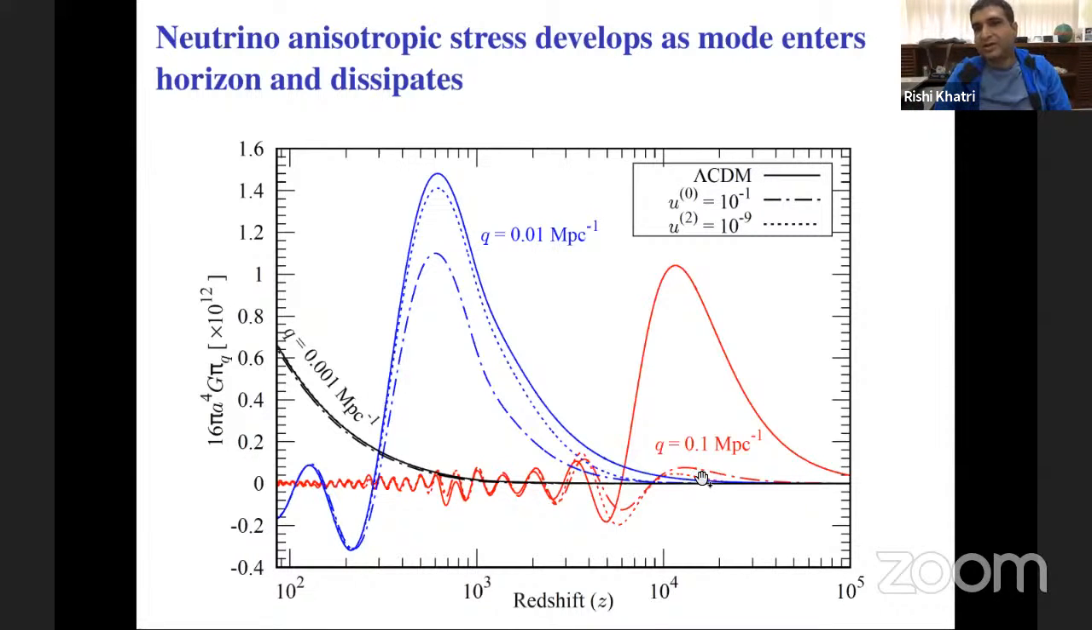So these dashed and dotted curves, you don't really develop any anisotropic stress, so there is no damping of gravitational waves. But if you go to slightly larger modes, which are entering the horizon later, then as the universe is redshifting, the number density of dark matter is going down. So neutrinos are getting less and less tightly coupled with the dark matter. And you start seeing some of this neutrino damping effect, but it is still smaller than the lambda CDM value. And for very large modes, there is almost no difference from lambda CDM.